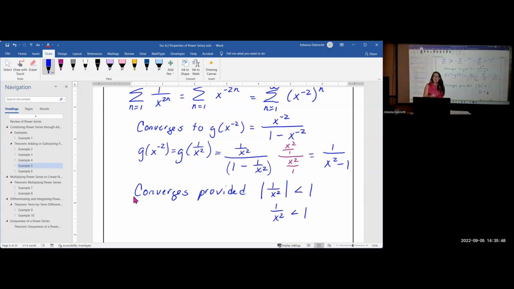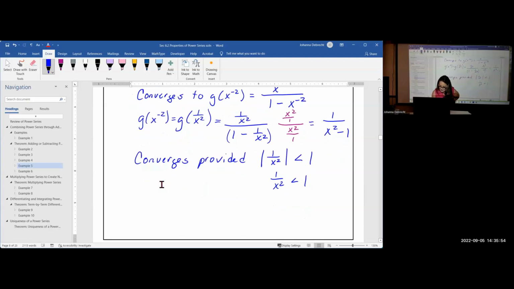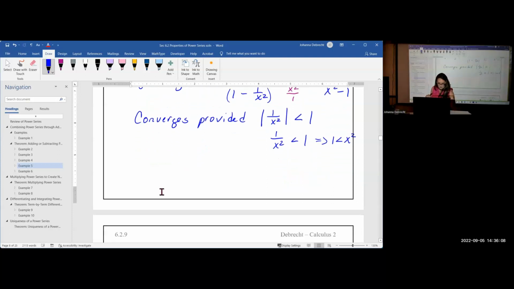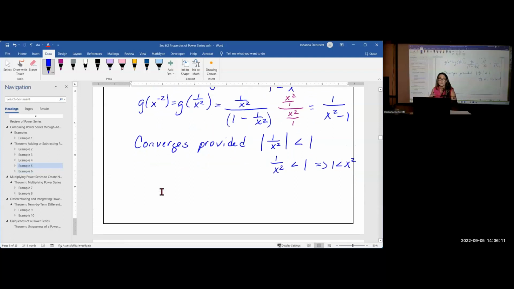And then I can multiply both sides by x squared, which is definitely positive, so I don't reverse the sense of the inequality. And this leads to 1 less than x squared. Now, when I take the absolute value of this thing, I'm going to get something a little bit different. So when I take the square root, going back to algebra, I get an absolute value. So when you take the square root of both sides, you're going to get 1 less than the magnitude of x. There are two possibilities.